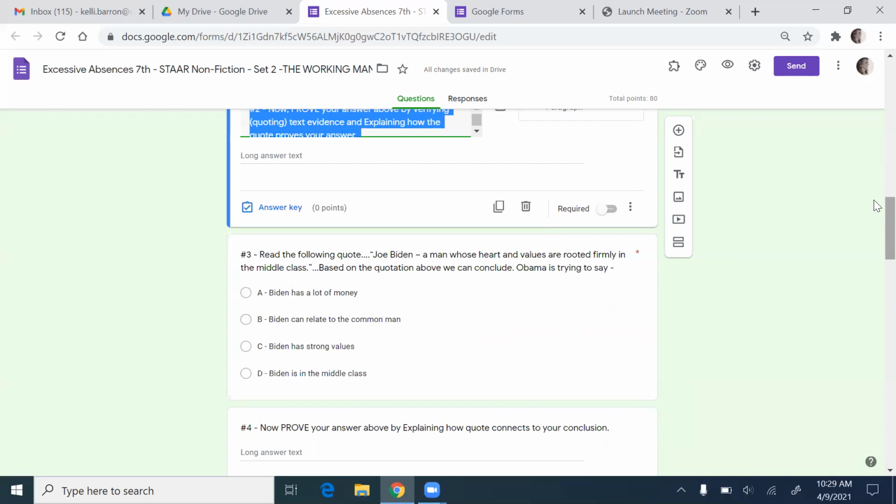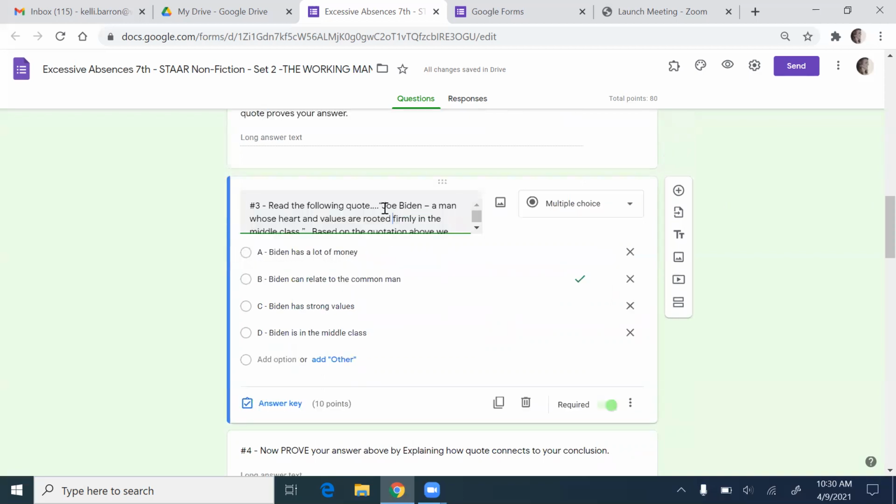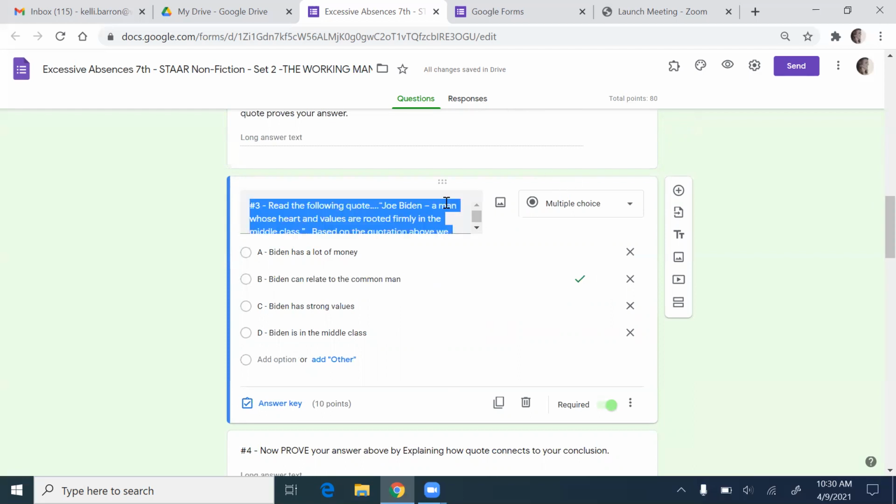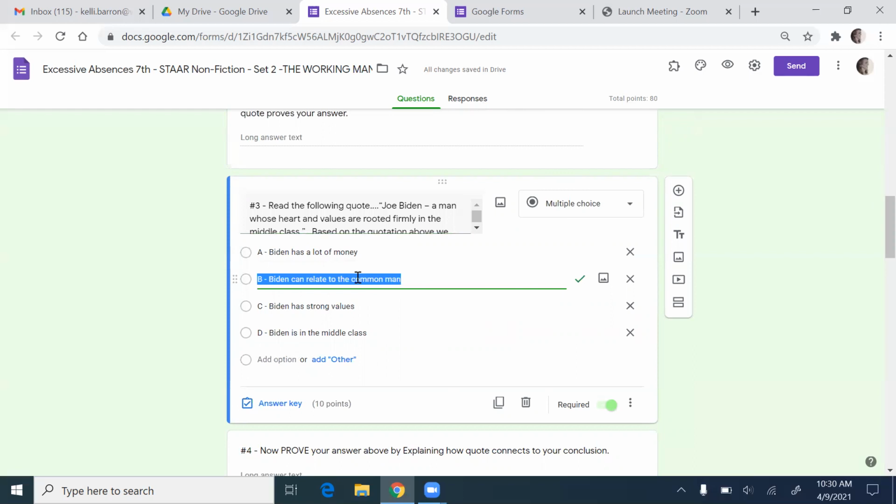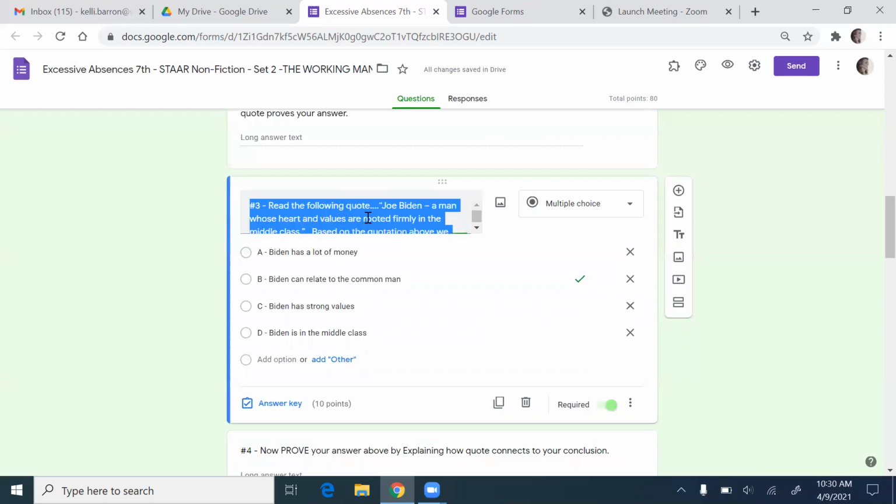So we need to look at and omit the answers that are wrong. Does this have anything to do with money? No, there's no evidence. We are only looking at what's given to us in the quote. There's no evidence that it's talking about money. Could it be that he relates to the common man? Well, they talk about how his values are rooted in the middle class. Okay, so does the middle class have anything to do with the common man? Okay, Biden has strong values. And the third one is Biden is in the middle class. So let's talk about the options.